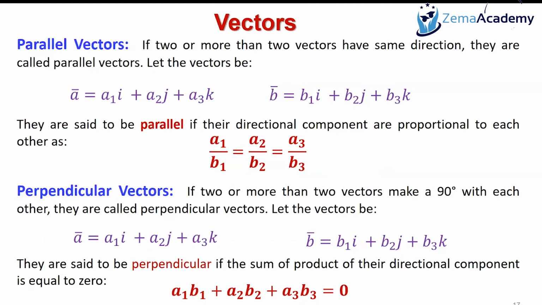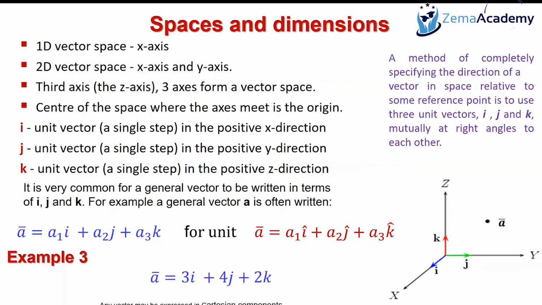I will again come to the detail of the second one, how we reach this A1 B1 plus A2 B2 plus A3 B3 equals 0. Okay. So let's talk a little bit about how you represent vectors. Initially I talked about I, J and K. Now I'll go into more detail about when you are representing a vector, in a 1D vector space, the x direction.